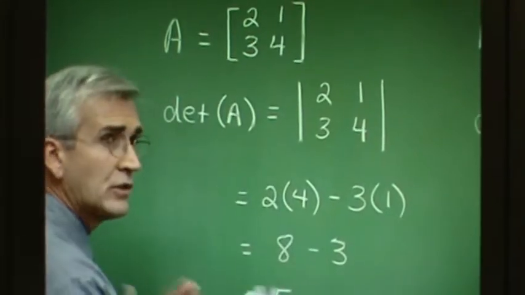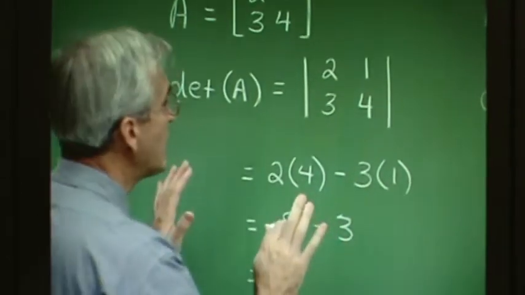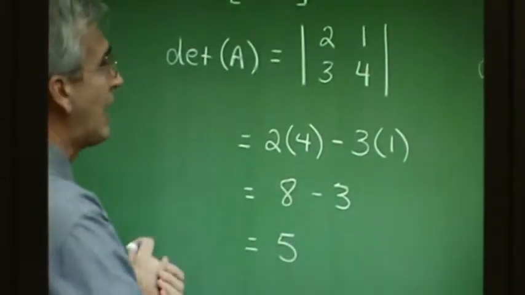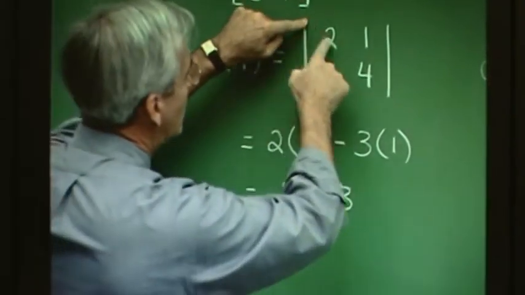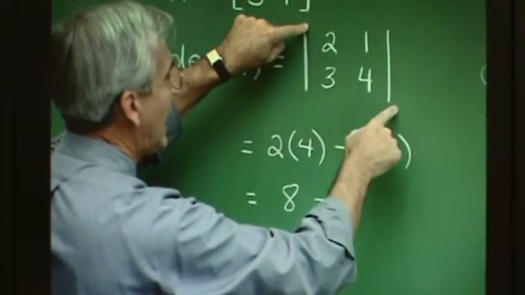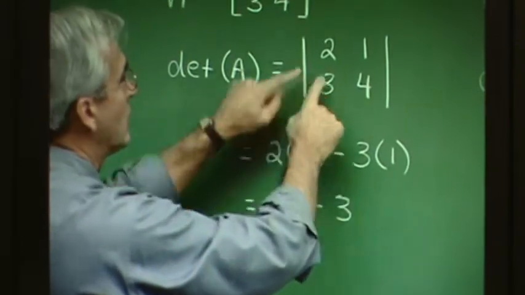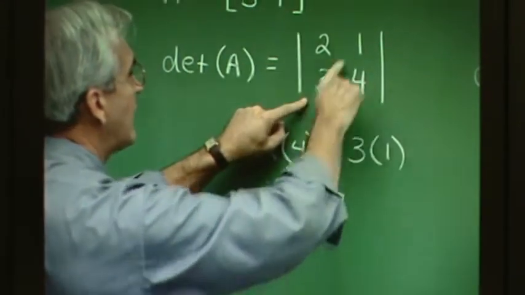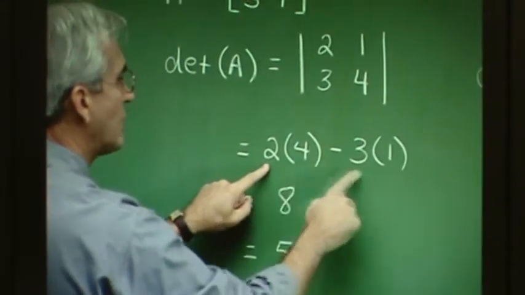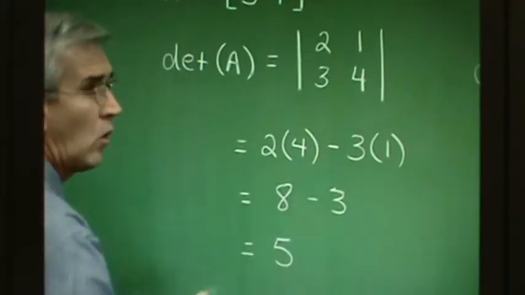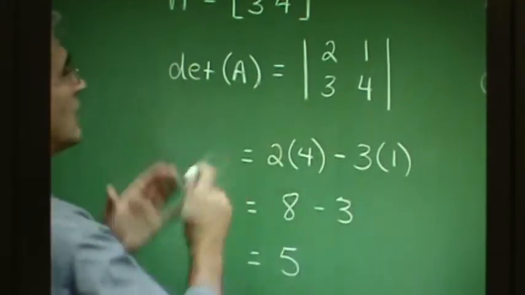Now, the calculation for determinant is particularly easy when we are just dealing with a little 2 by 2 matrix. We actually multiply the entries along this diagonal and subtract the product of the entries along this diagonal. So it would be 2 times 4 minus 3 times 1. So 2 times 4 minus 3 times 1, or 5, as the determinant of this matrix.